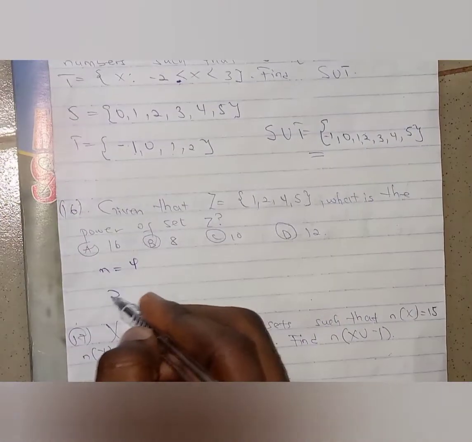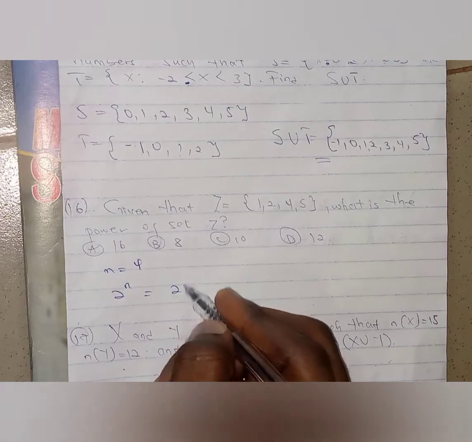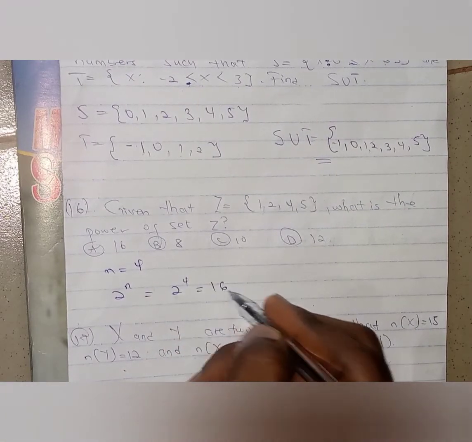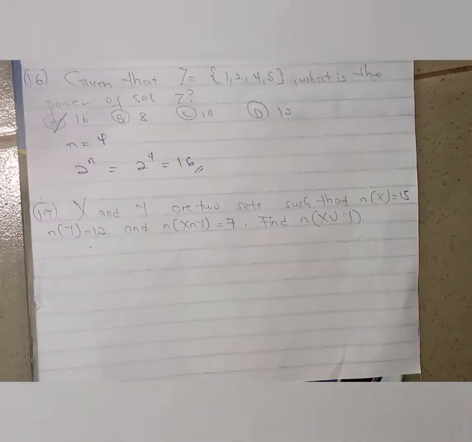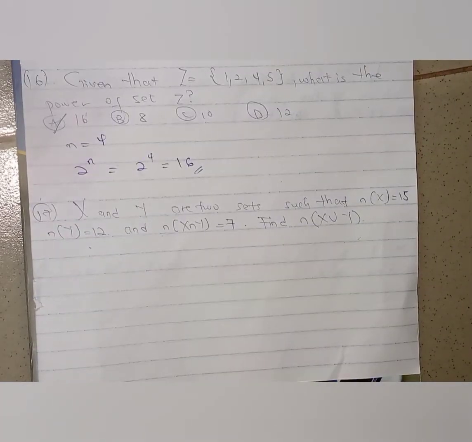So the power set size is 2 exponent n. So 2 exponent 4 is 16. Very, very simple and short. So A is correct. No time to waste. Therefore the power set size is 2 exponent the set cardinality. Very, very simple.